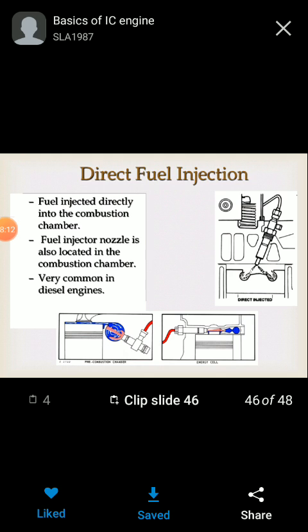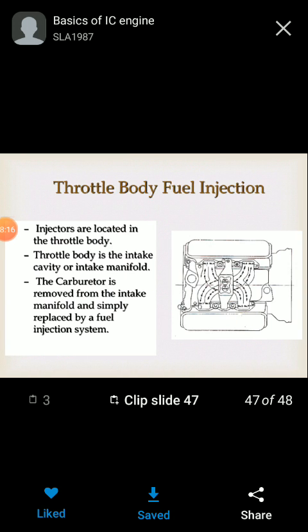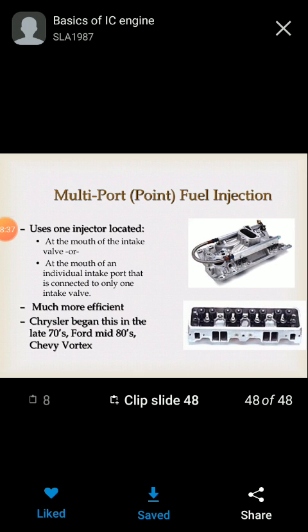Direct fuel injection. Diagram of direct fuel injection. Throttle body fuel injection: the injectors are located in the throttle body. The throttle body is the intake cavity or intake manifold. The carburetor is removed from the intake manifold and simply replaced by a fuel injection system. Multi-port fuel injection.